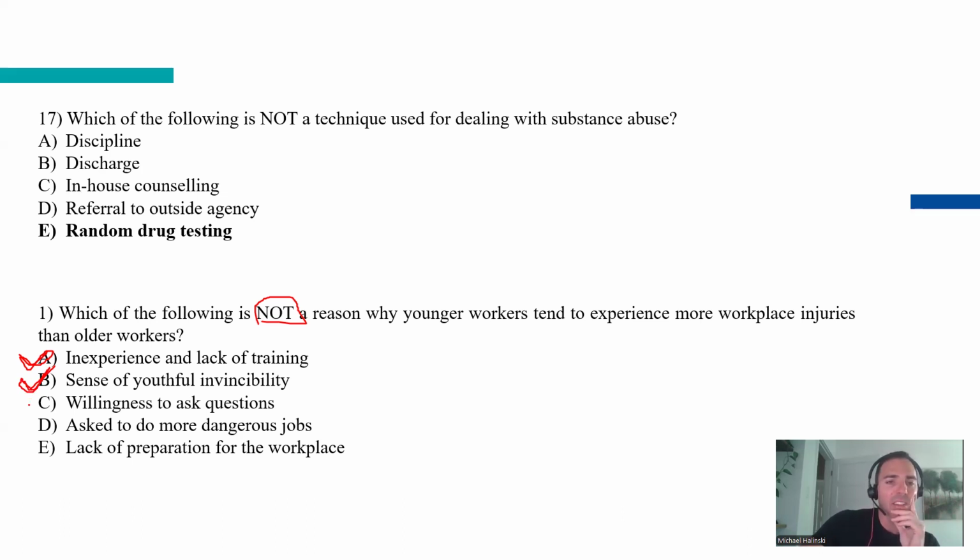Willingness to ask questions. Ooh, so this pops out as the answer. Younger workers have an unwillingness to ask questions. If you're asking questions, you're more likely to learn and gain experience and all sorts of those things, which are likely to lead to fewer accidents. Younger workers are less willing to ask questions.